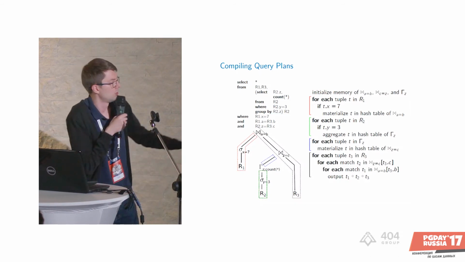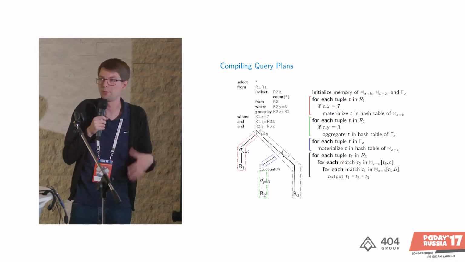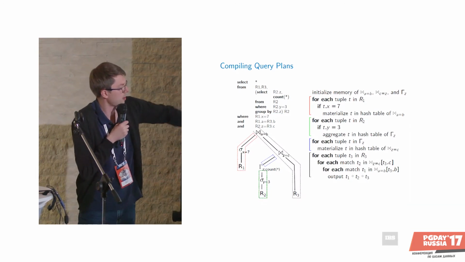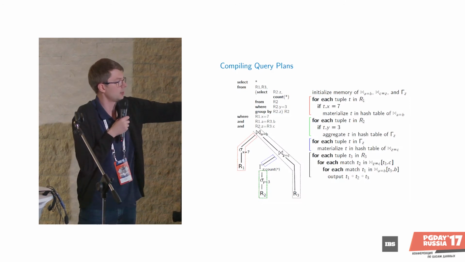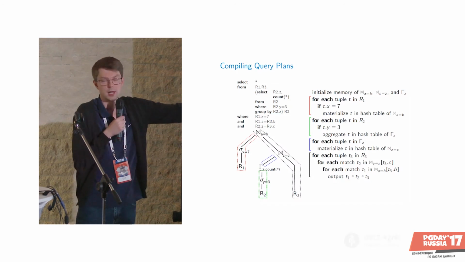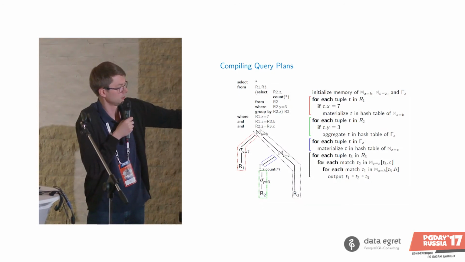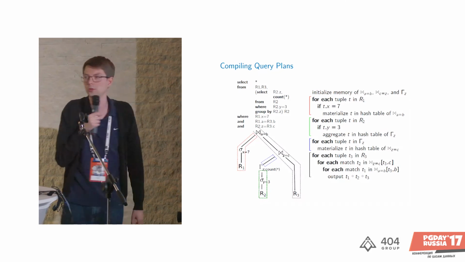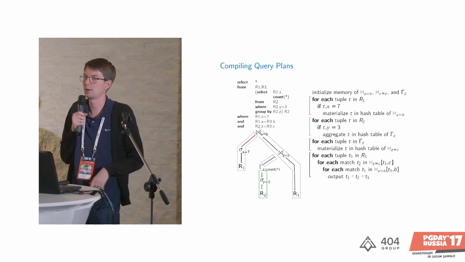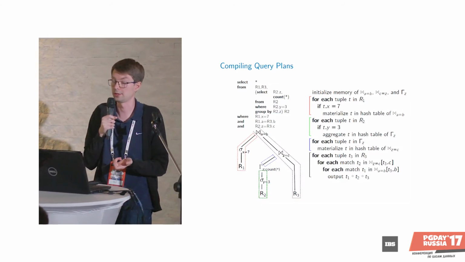Here, if you assume that we're using in-memory hash joins, then this red pipeline means you're scanning table R1, you apply a selection, and then you store the tuples that survive in a hash table, right? And this red pipeline, as we call it, is translated to this for loop on the top right. It loops over all tuples in the relation, applies the selection and stores the tuple in the hash table, right?